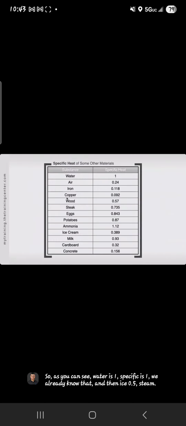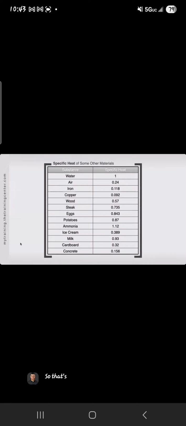So as you can see, water is 1, specific heat is 1. We already know that. And then ice 0.5, steam 0.5, and so on and so on. And as you can see, beef steak is 0.735. So you need to know the material's specific heat to know your tonnage to refrigerate it properly.